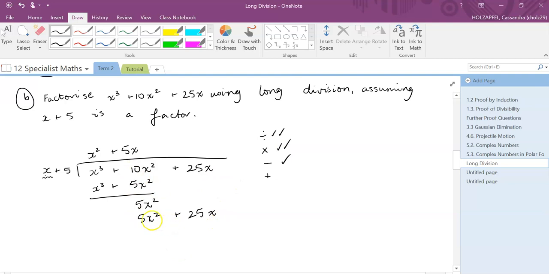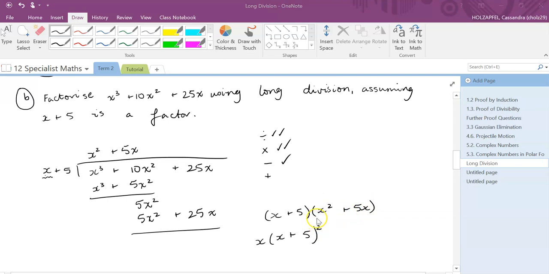And then lastly, I'm going to subtract. So 5x squared minus 5x squared is going to be 0. 25x minus 25x is also going to be 0. So when I factorize this, this is going to become x plus 5 times x plus 5. And to fully factorize this, I could factorize out an x plus 5, and then that would leave me with x plus 5, so that becomes x plus 5 squared.